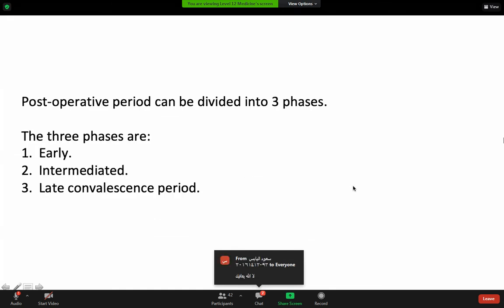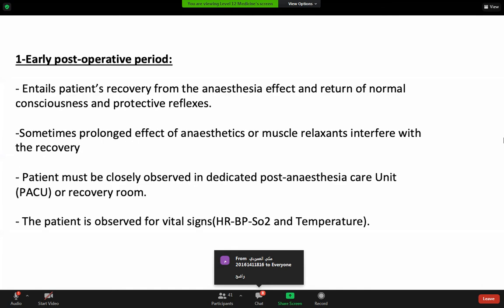Post-operative care and complications. We have post-operative periods that can be divided into 3 phases: number 1, 2, 3. 1 is early, 2 intermediate, 3 late convalescent period. So the early post-operative period.